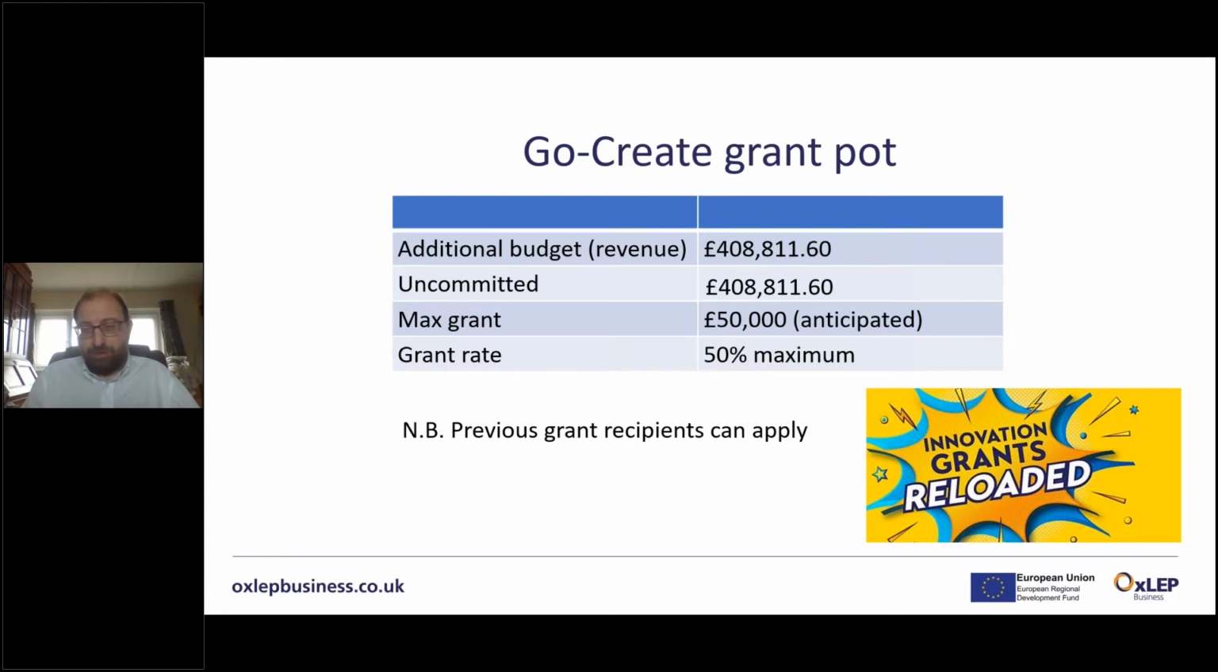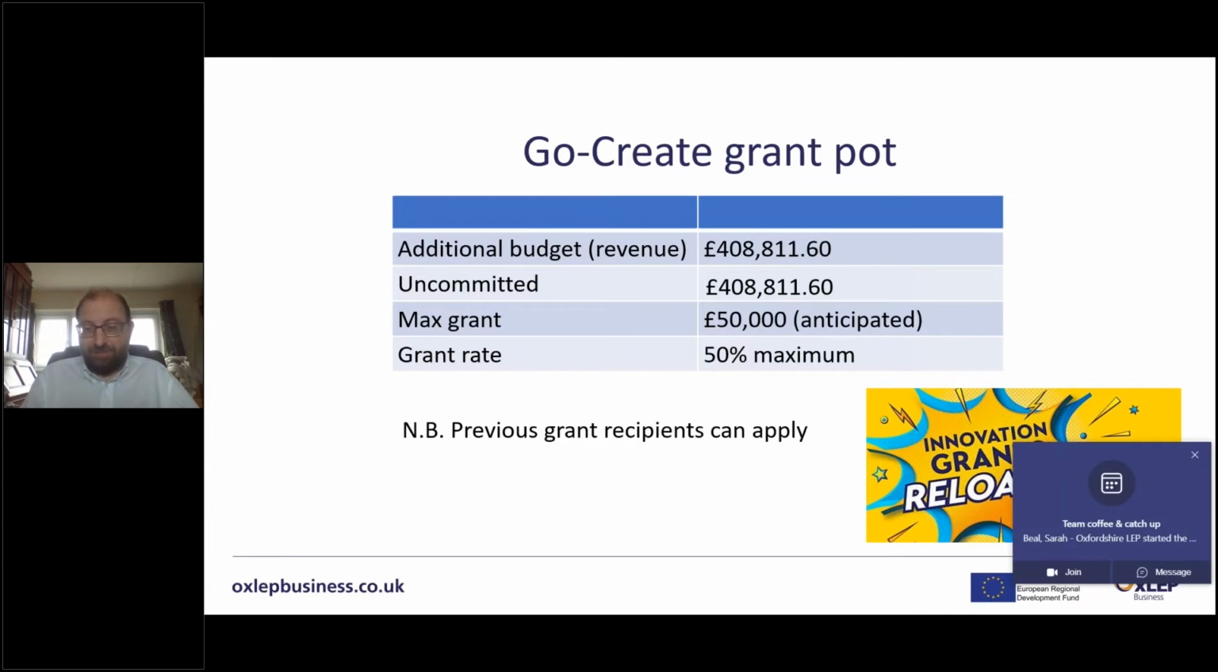As we're relaunching the Go Create grants at this point, none of that money is currently committed, so it's all available. We still believe that the maximum grant is likely to be £50,000. And the grant rate is basically set at 50% at the moment. So the most you can receive from us is half of the money for your Go Create grant.